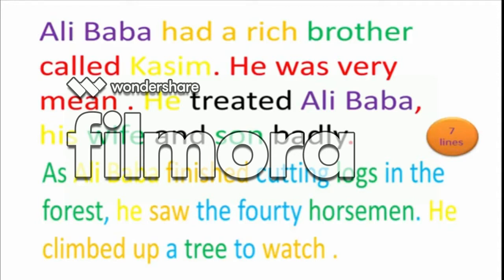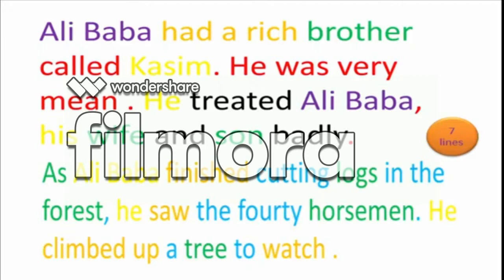Let us read. قمنا بدمج الفقرتين معا. Ali Baba had a rich brother called Qasim. He was very mean. He treated Ali Baba, his wife and son badly. As Ali Baba finished cutting logs in the forest, he saw the 40 horsemen. He climbed up a tree to watch.